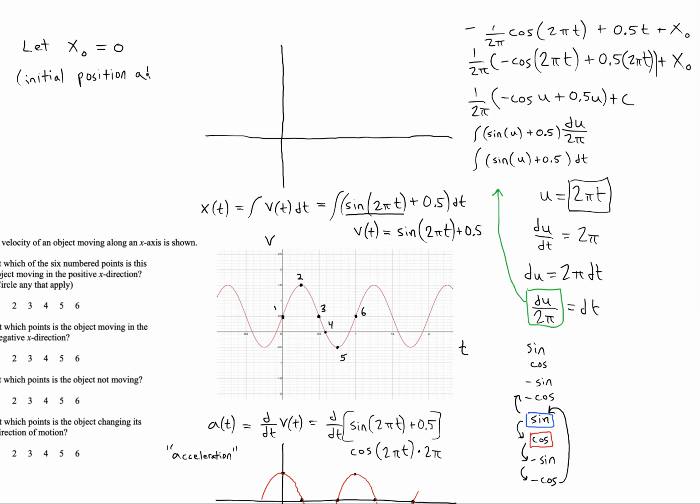So the initial position at time t equals 0 is x of 0 equals 0. All right, so that's going to put our object right here at the beginning, at the center of the coordinate system.